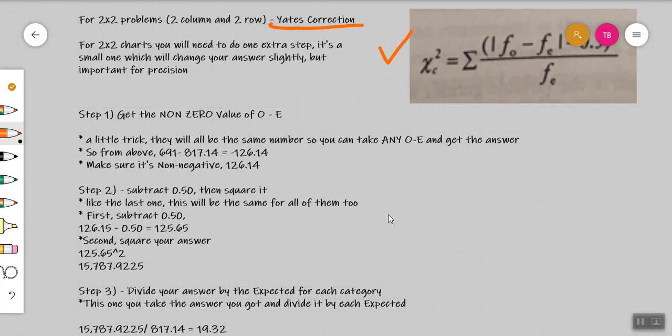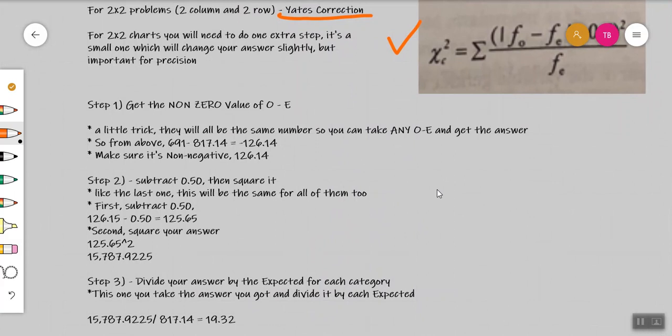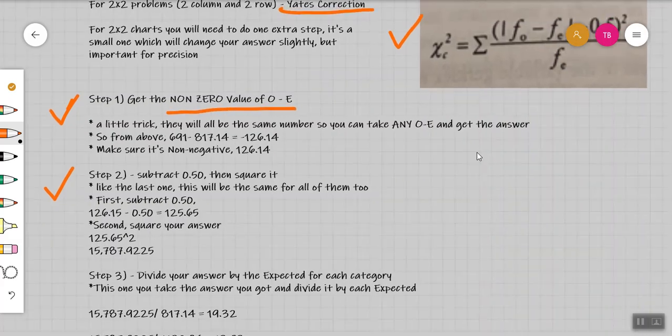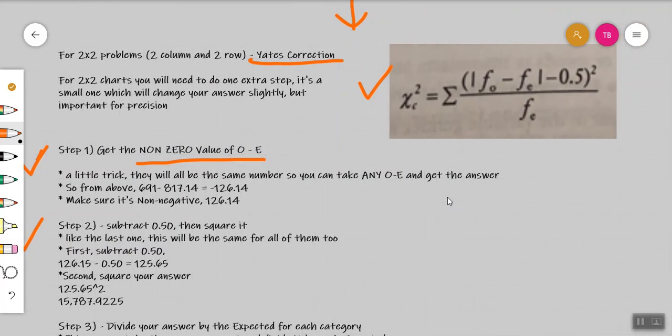So we'll go through the steps. Most of them you already have, like I said, so you can go ahead and look above and take your answers from before. The first 2 steps, you're actually just going to have to calculate one number, and it applies to all of them. First step, you're going to get the non-negative value of observed minus expected. If you're interested in where this is in the formula, it's right here. We're going to do that one first because it's in the parentheses.